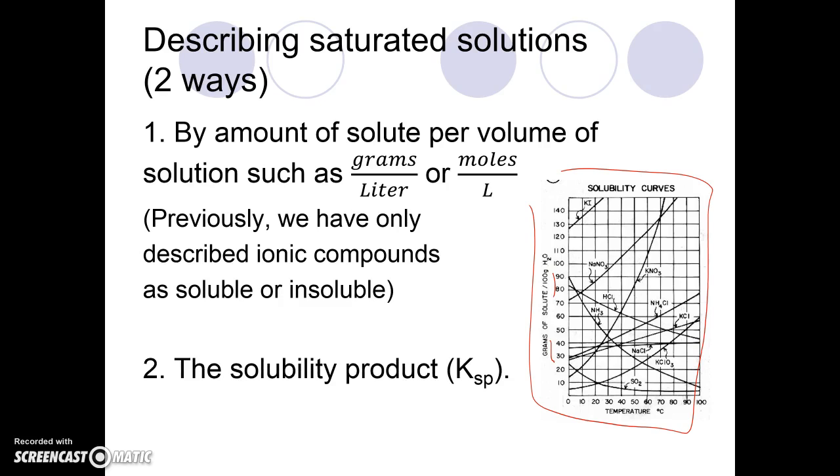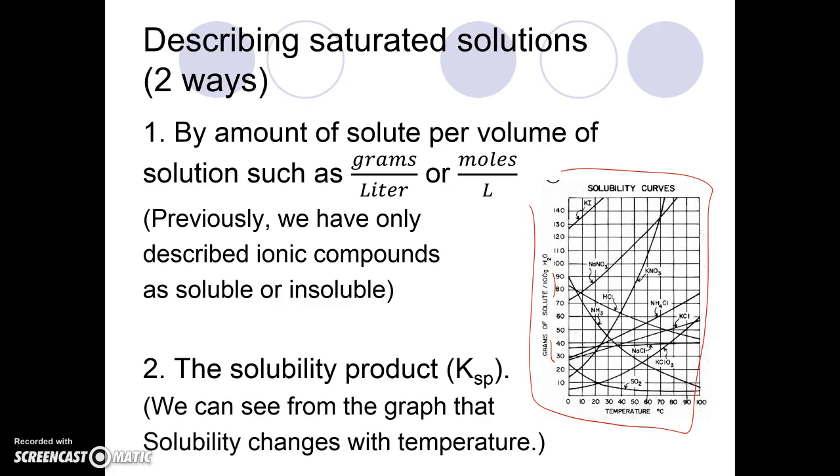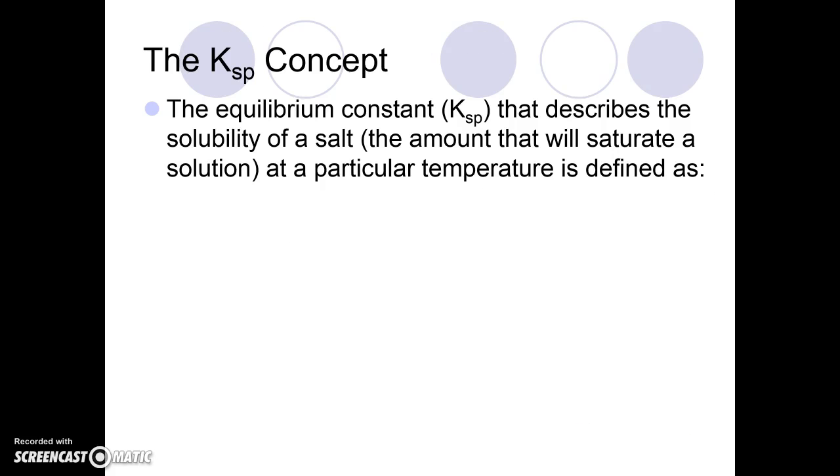Before, we only described ionic compounds as soluble or insoluble, and that was really useful at the beginning of the year when we were trying to determine what precipitate was forming in a double replacement reaction. But because we're at the end of the year, we can handle a little bit more sophistication. So we're going to talk about the solubility product, Ksp, which is the constant for the dissolving of solids in water. We can see from the graph that the solubility changes with temperature, and so we expect Ksp to change with temperature too, just like it does for all the other equilibrium systems.